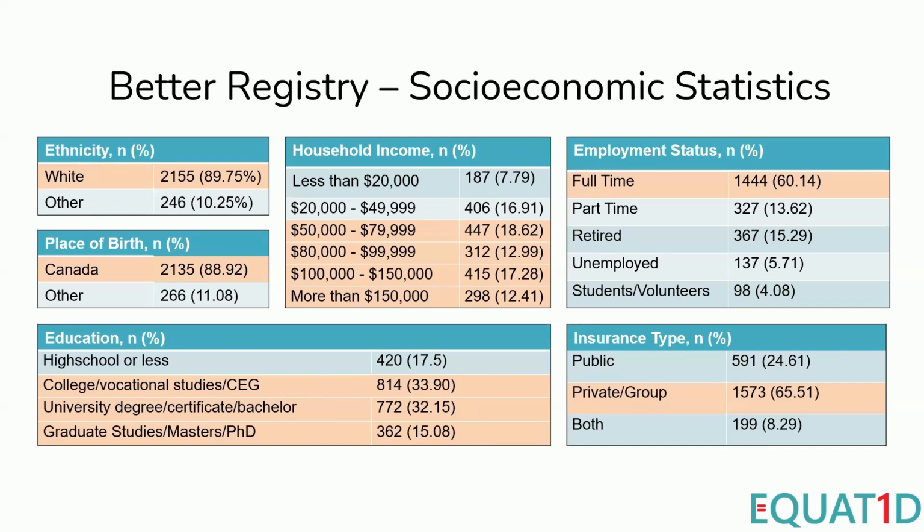60% of participants have full-time employment. So again, a smaller number of people had other employment status, which included part-time, retired, unemployed, or being a student or volunteer. And then also, as alluded to on the first slide, we looked at insurance status, and we saw that 25% had only public insurance. So the rest had either private insurance and public insurance, or just private insurance.